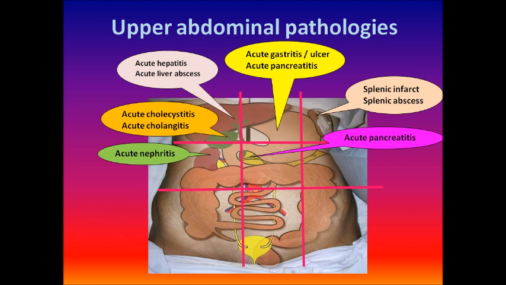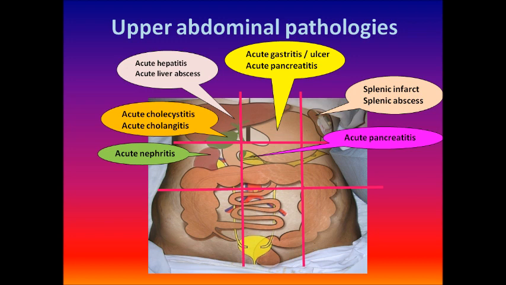Now we go to the upper abdominal pathologies. Predominantly, the pathology is involving the hypochondria and the epigastrium. In the right hypochondrium, you have the hepatobiliary inflammations: acute hepatitis, acute liver abscess, acute cholecystitis and acute cholangitis. In the epigastrium, you have the stomach-related pathologies, acute gastritis or an ulcer, and acute pancreatitis. In the left hypochondrium, you have the spleen-related pathologies, the splenic infarct or the splenic abscess.